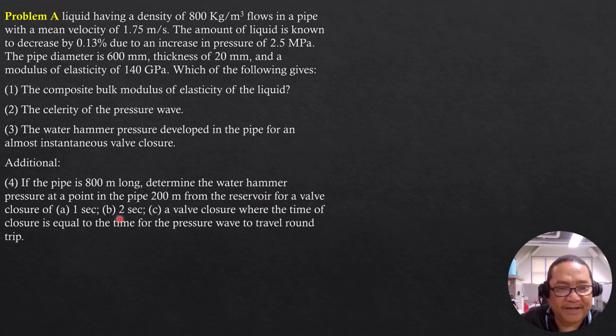reservoir for a valve closure of A, 1 second, B, 2 seconds, C, a valve closure where the time of closure is equal to the time for the pressure wave to travel round trip. And this is denoted by capital T, and it is equal to 2L over C. So here is the situation.